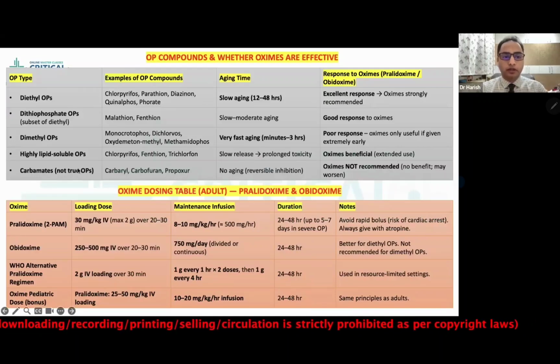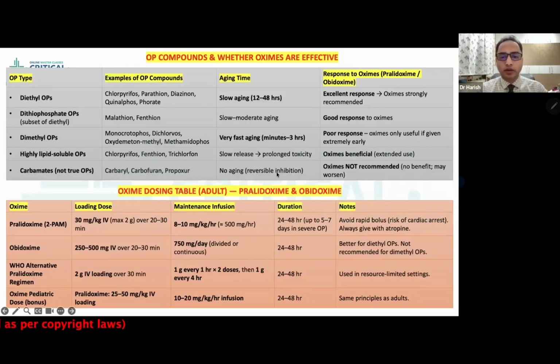Now carbamates, these are not true organophosphates, like carbaryl, carbofuran, propoxur. Okay, so no aging. Reversible inhibition is there, it is not an irreversible inhibition. Oximes are not recommended. No benefit, may worsen the scenario. That's why there is no indication of giving oximes in carbamate toxicity.